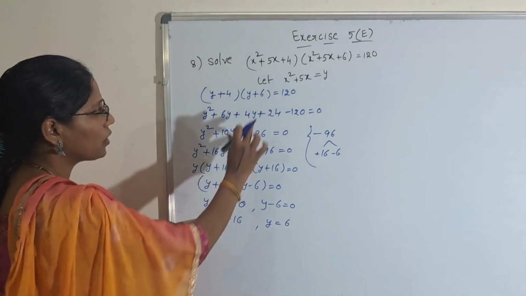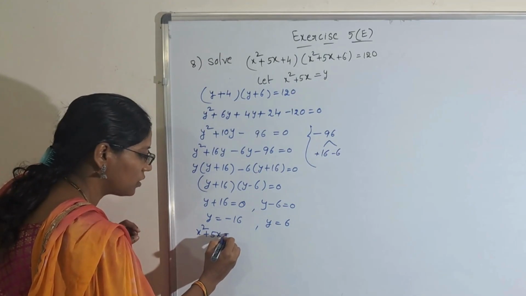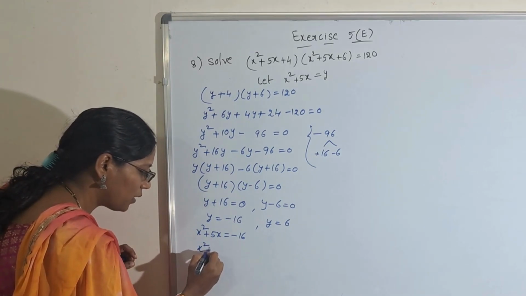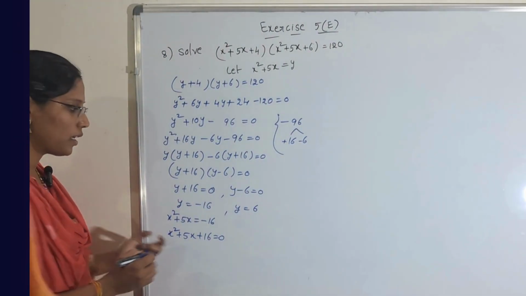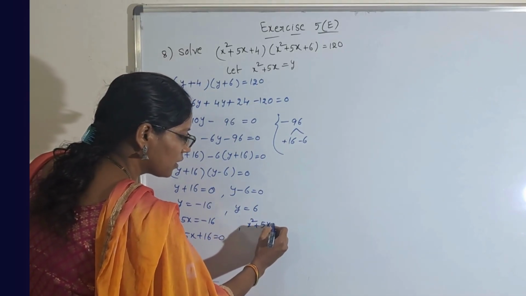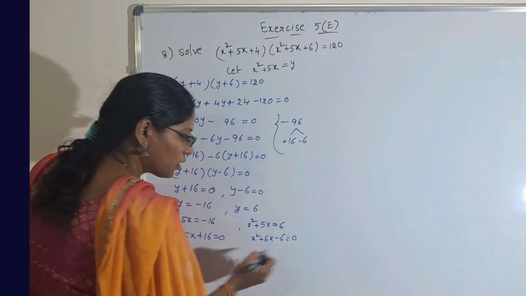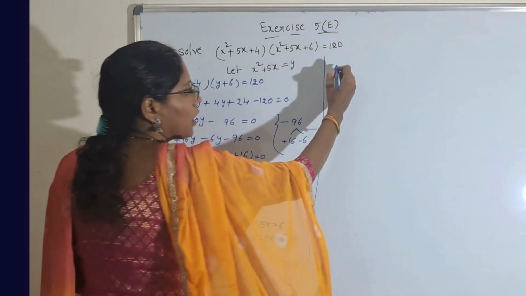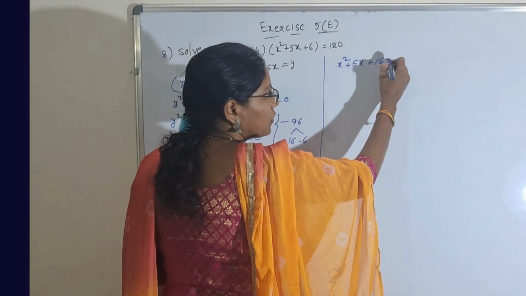First we have to take y value. Here x square plus 5x is equal to minus 16. Minus 16 we have to shift left side. X square plus 5x plus 16 equal to 0. Here factors we have to find out. Next here also same thing. X square plus 5x equal to 6. X square plus 5x minus 6 equal to 0. Here first one x square plus 5x plus 16 equal to 0.